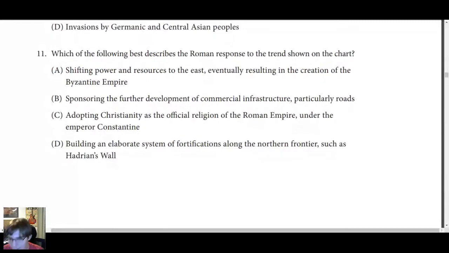So, which of the following best describes the Roman Empire's response to the trend shown in the chart? A, shifting power and resources to the east, eventually resulting in the creation of the Byzantine Empire. B, sponsoring the further development of commercial infrastructure, particularly roads. C, adopting Christianity as the official religion of the Roman Empire under the Emperor Constantine, or D, building an elaborate system of fortifications such as Hadrian's Wall. So the answer to this one is A. I saw most of you guys said that, so nice job.